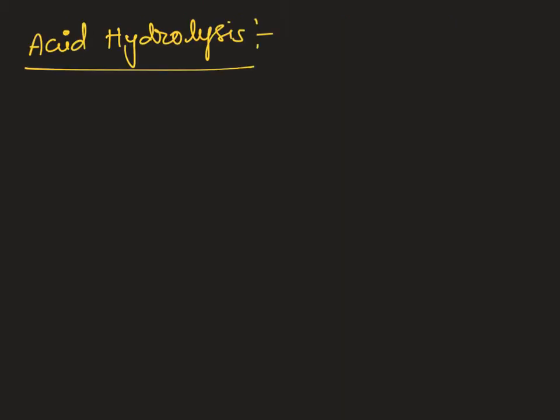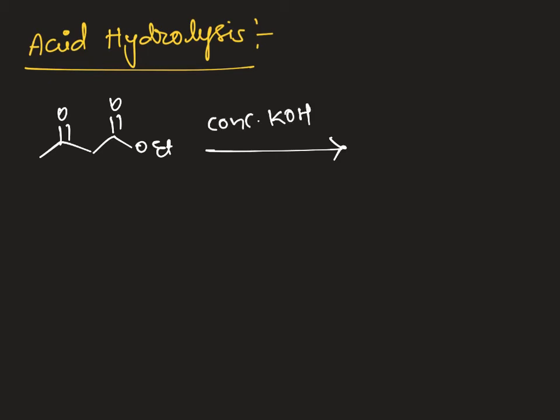Now we will discuss acid hydrolysis. Ethyl acetoacetate undergoes acid hydrolysis in the presence of concentrated KOH, and the end product of this reaction is acid. That's why we call it acid hydrolysis.